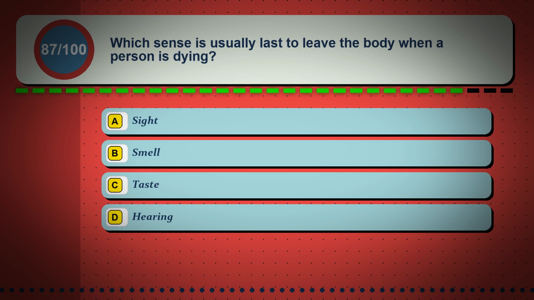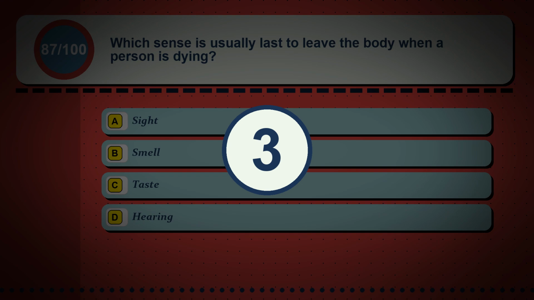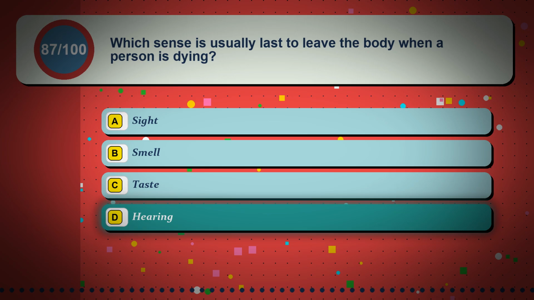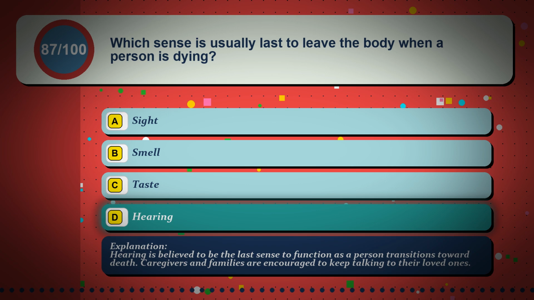Question 87. Which sense usually lasts longest in the body when a person is dying? Option A, sight. Option B, smell. Option C, taste. Option D, hearing. The correct answer is option D, hearing. Hearing is believed to be the last sense to function as a person transitions toward death. Caregivers and families are encouraged to keep talking to their loved ones.